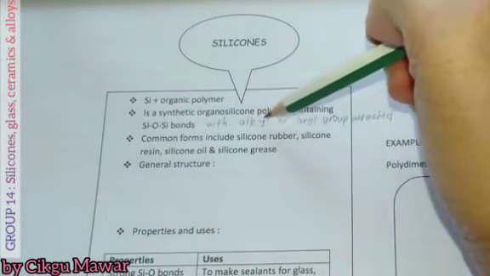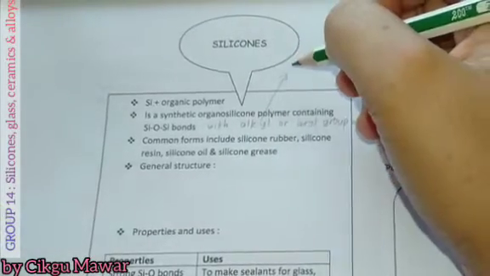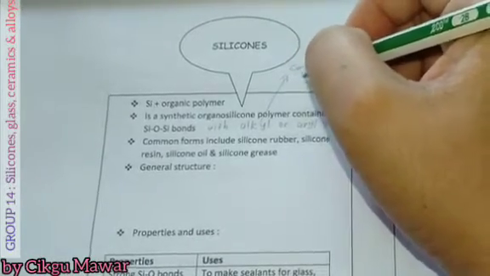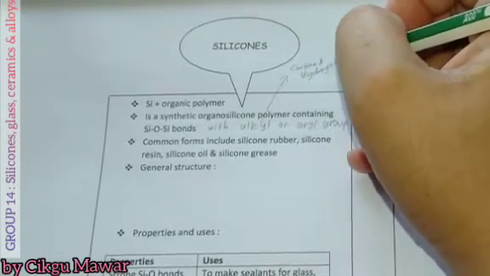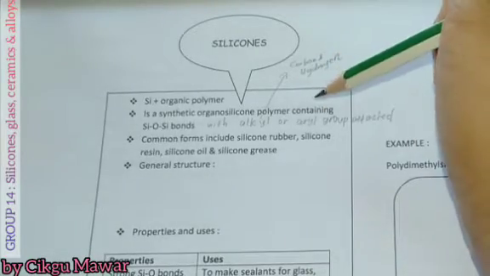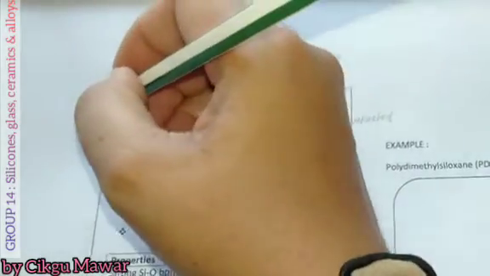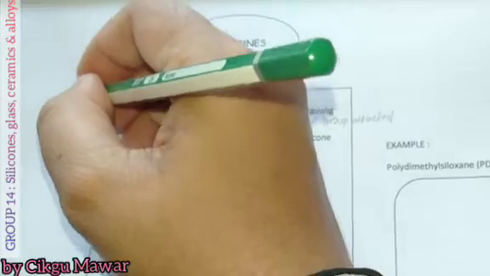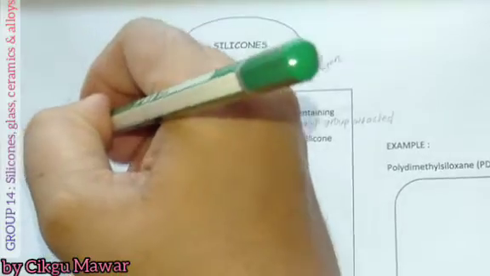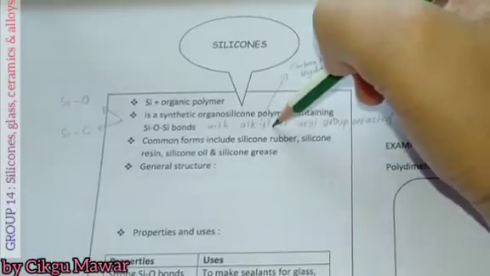What is alkyl? Alkyl is actually a functional group which consists of carbon and hydrogen, which is substituted in a parent chain. So we can see that silicones consist of Si-O bonds, and they also have Si-C bonds, where C refers to the alkyl group.